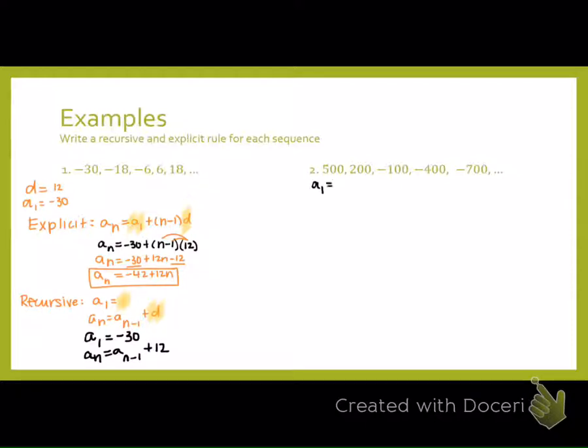Now the first term, a sub 1, and the common difference here. So Brian, what is my first term in number 2? 500. And what is my common difference, Josh? You go down by 400. Not 400. Oh, wait, 300. There you go. So that's negative 300.